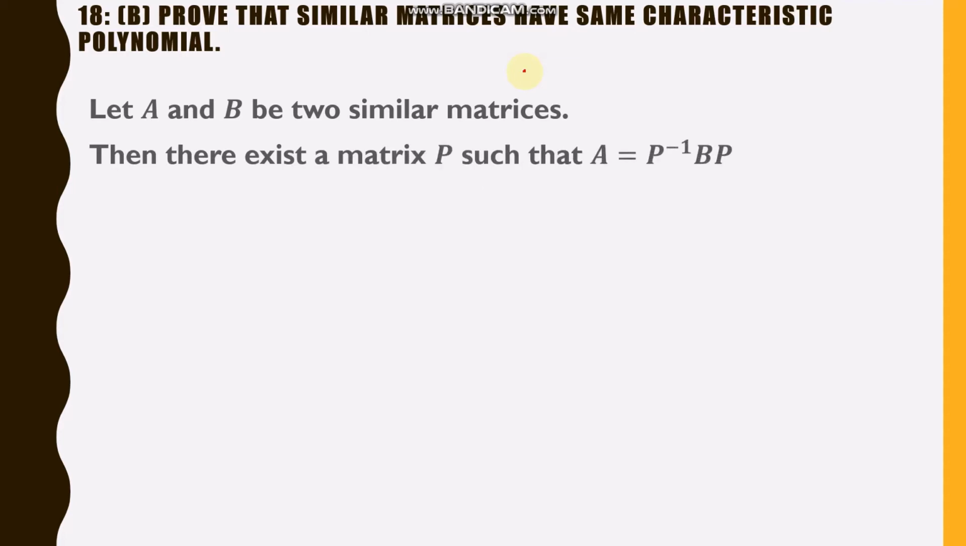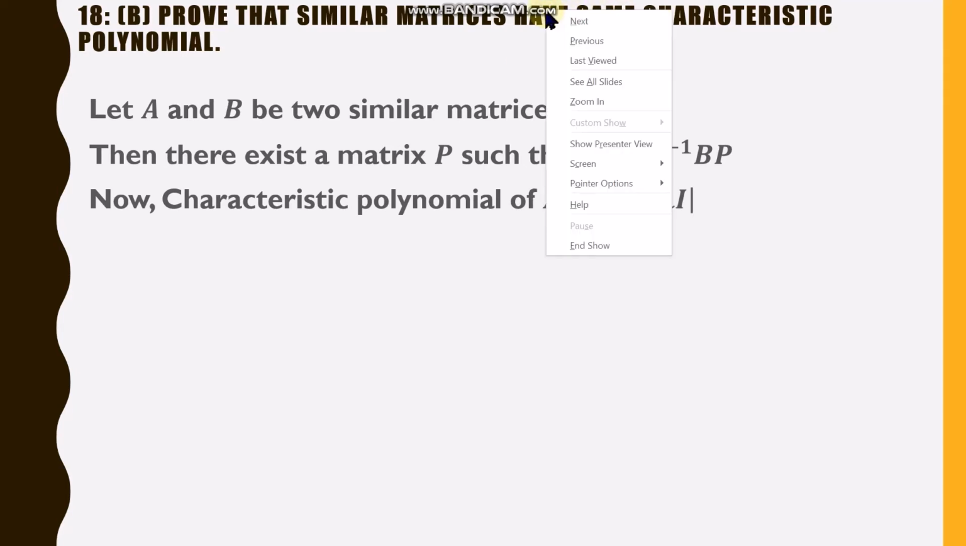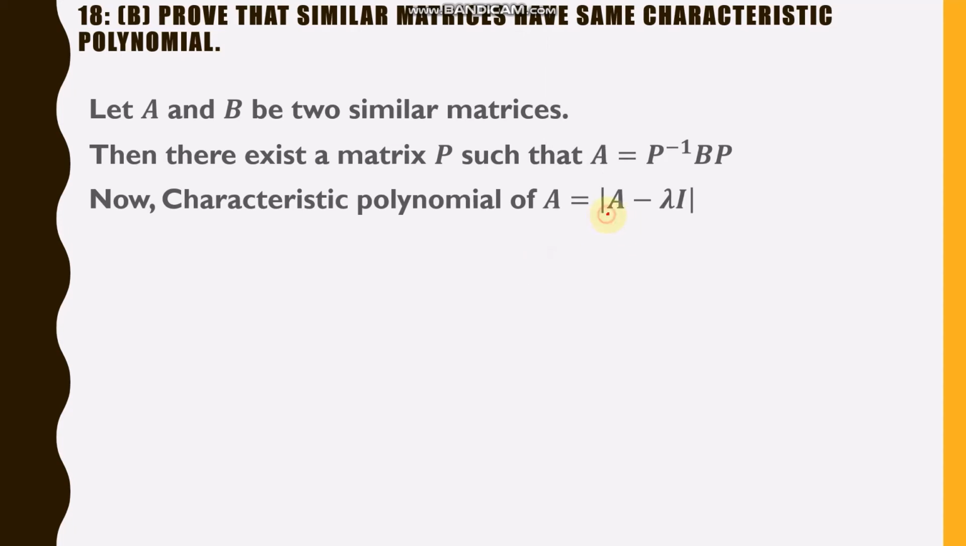Now characteristic polynomial of A can be written as determinant of A minus lambda I, right? Now what I am going to do, I'll put the value of A here in terms of B. So A is equal to P inverse BP minus lambda I. Here I can be written as P inverse P. Any matrix multiplied by its inverse gives us identity matrix. So I can be written as P inverse P.